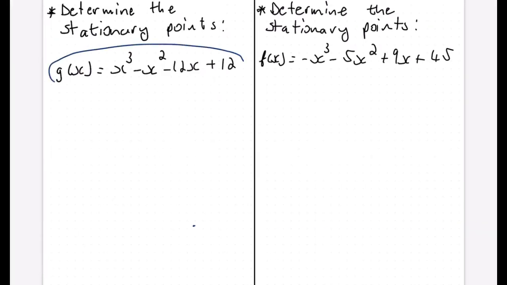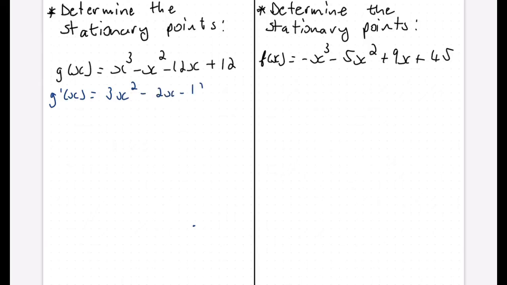I have here g of x. If I wanted to find its stationary point, I'd start by finding g prime of x, which is 3x squared minus 2x minus 12. Then I would equate that to 0. Because when I do that, I'm finding the stationary point, because it is at the stationary point where the first derivative is equal to 0. Now, to solve for this, I can't factorize that.